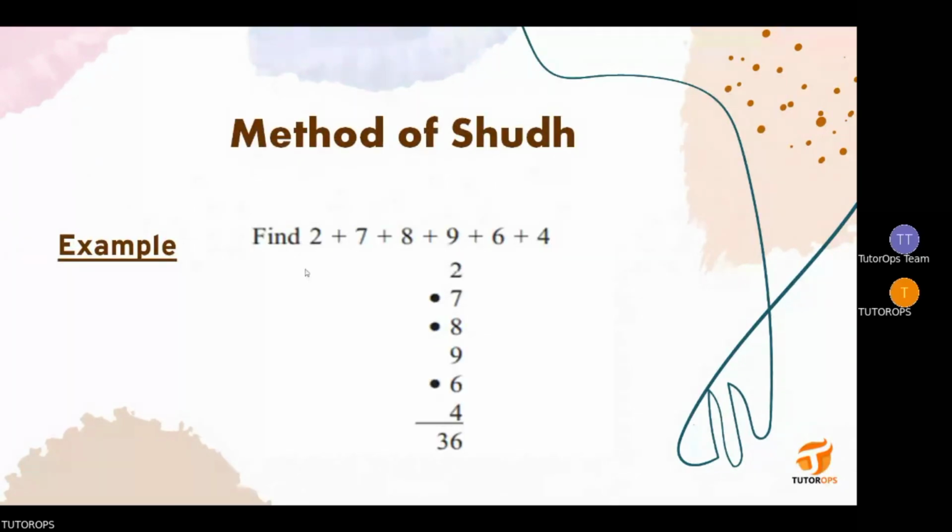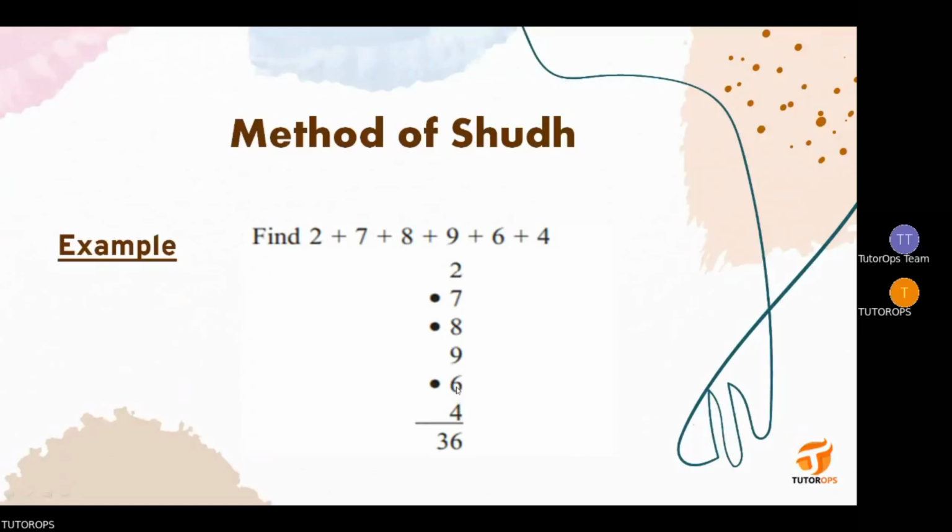In this method, say I am finding 2 plus 7 plus 8 plus 9 plus 6 plus 4. Okay. So I am doing it with single digit example, and later on I will show you the two digit example. So 2 plus 7 plus 8 plus 9 plus 6 plus 4. Now in this method we need to continue from bottom to top. So which is the bottom number here? 4. Now which number is above 4? 6. So we are calculating 4 plus 6 in the first step.